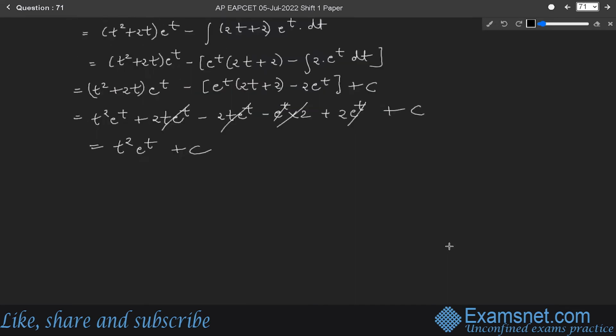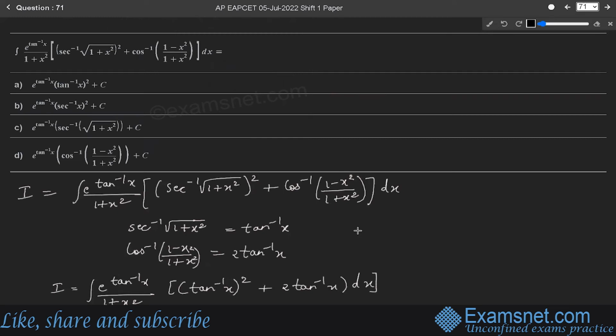Putting the value of t here, we know that t is equal to tan inverse x. So it will be e to the power tan inverse x into tan inverse x whole square plus c. Therefore, we can say that the correct option here is option number A.